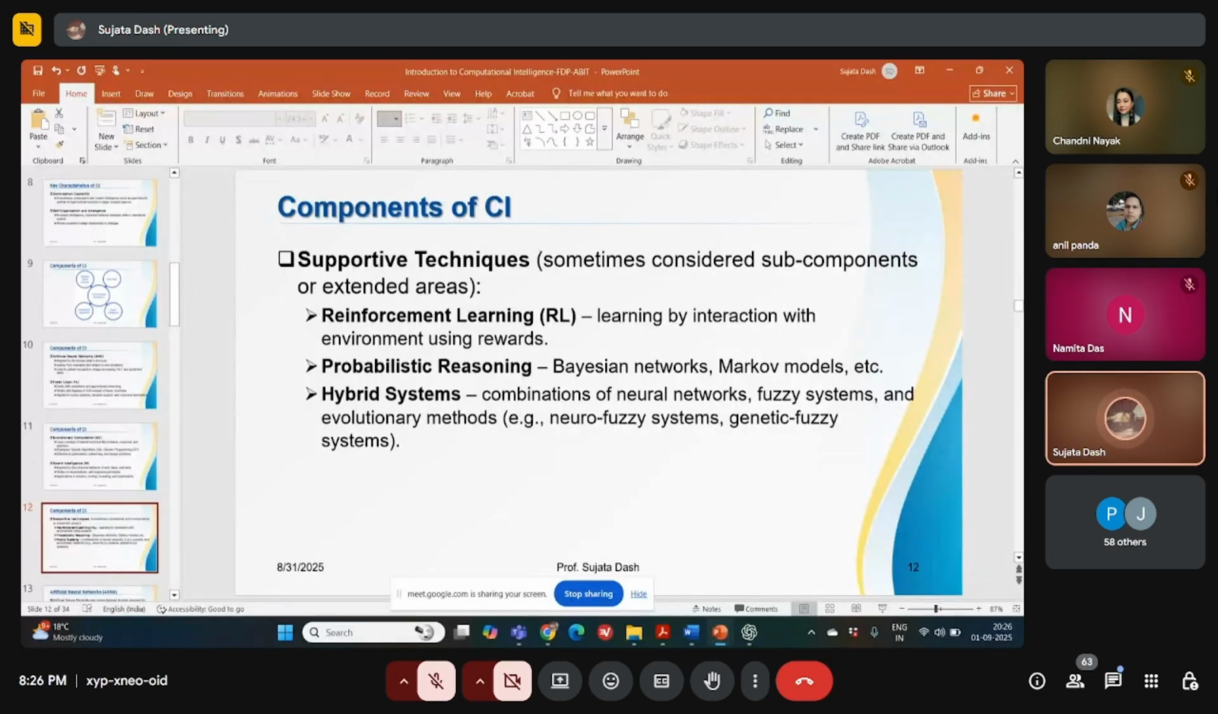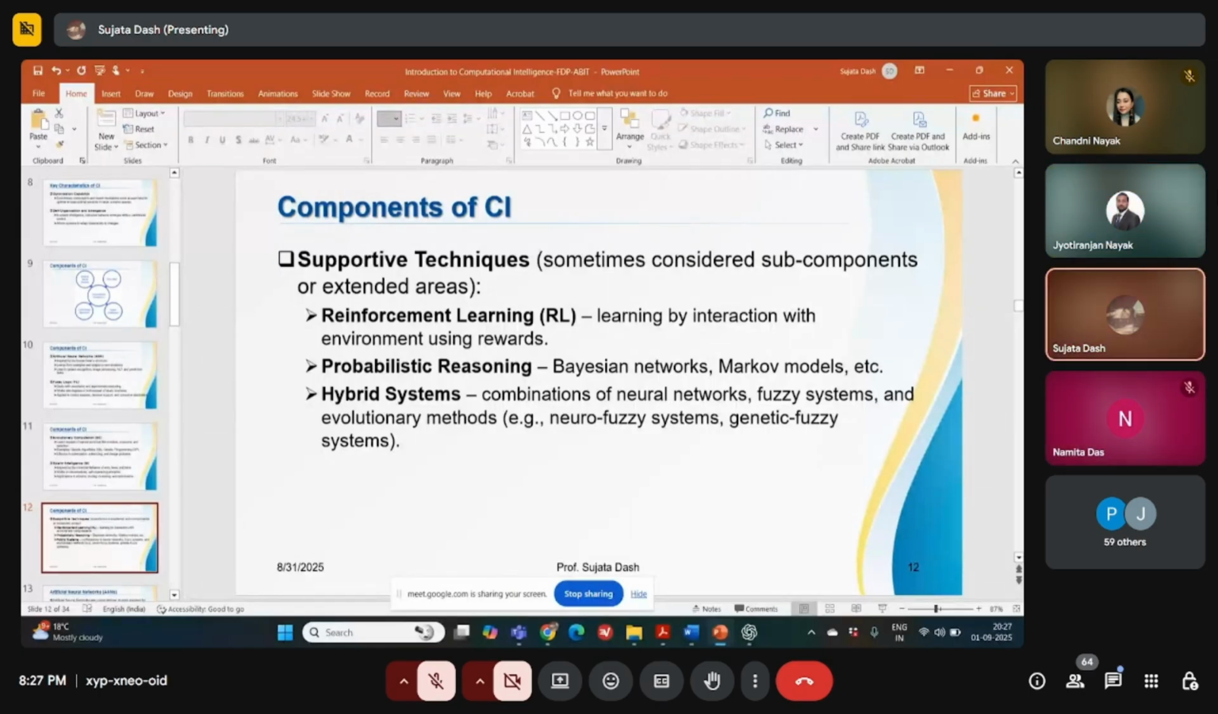And second is probabilistic reasoning. Sometimes data is uncertain or incomplete. So probabilistic methods help machines make the best possible decisions under uncertain conditions. Tools like Bayesian networks or Markov models calculate probabilities of outcomes and guide decision making.